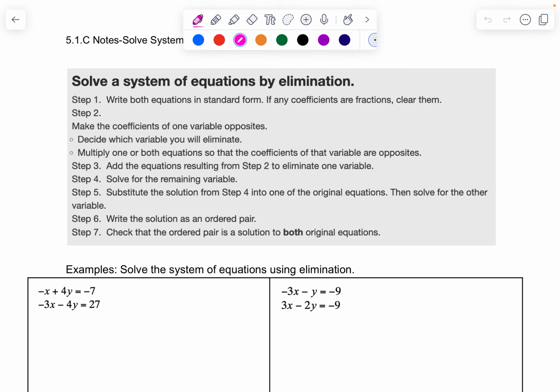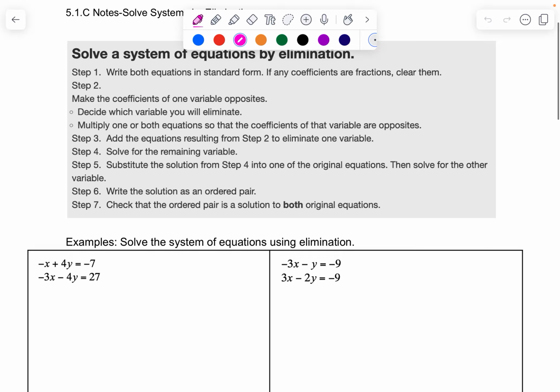We want to make it so either x or y has opposite numbers in front of it. So let's say if we had 3x in one equation, we would want a negative 3x in the other equation. If that isn't already happening, then we have to decide which variable we want to eliminate between the x and the y, and then multiply one or both of the equations so we have opposite numbers in front of it. You'll see in some of the examples how we do that.